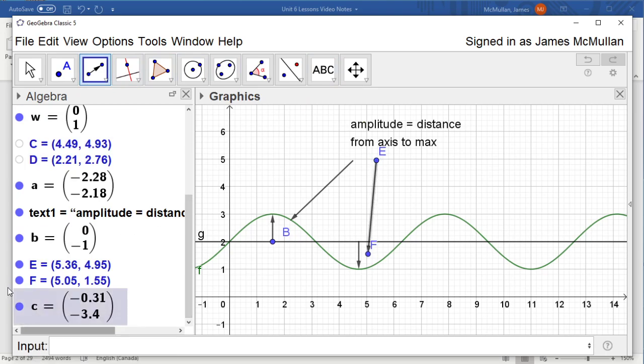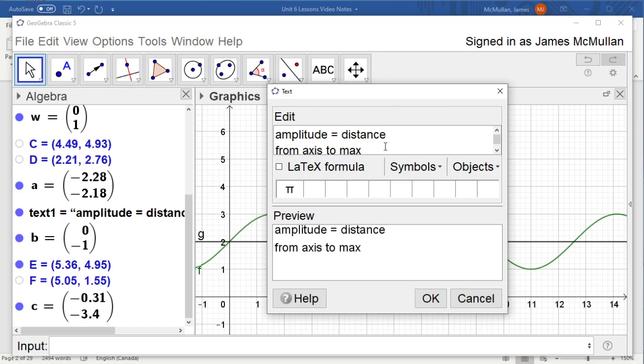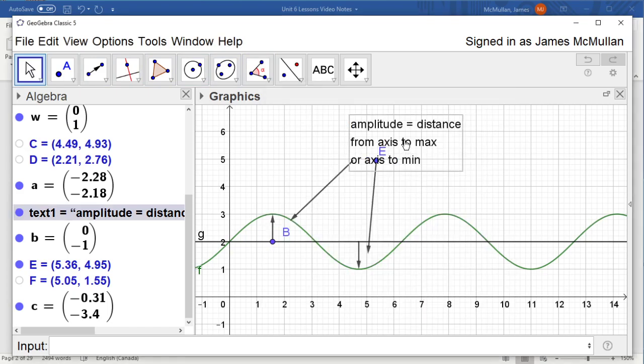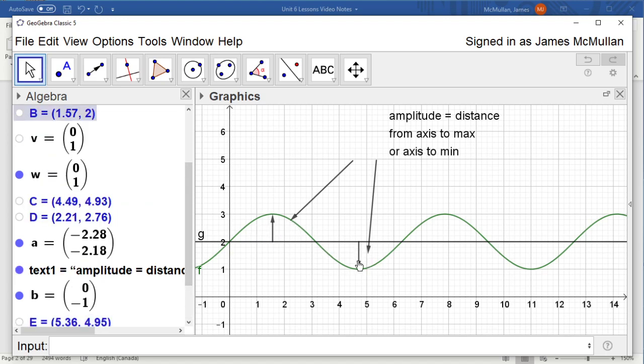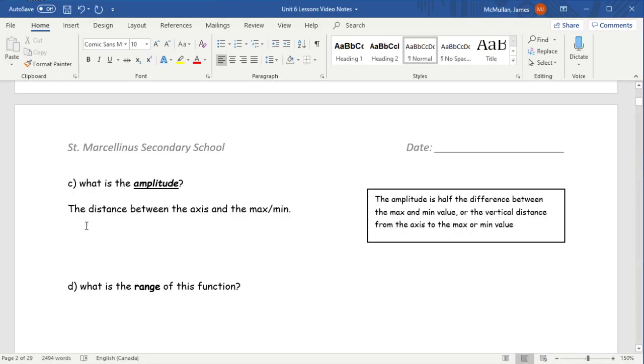So let's hide the label for that, and then from axis to max or axis to min. Both of these, of course, are the same because we know that the axis is halfway between the min and the max. So that one would be an amplitude, and this one would be an amplitude. In this case, they're both equal to 1. It doesn't matter that it points up or down because it's a distance. It's always a positive number.